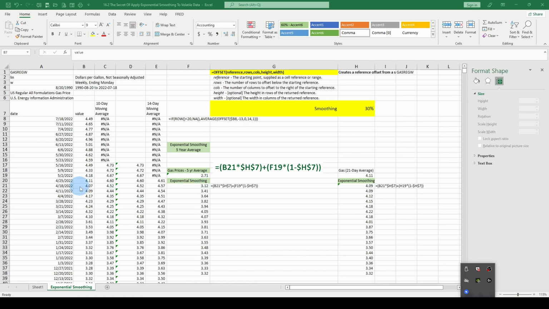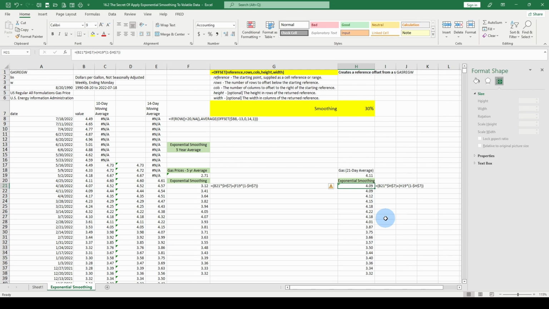Okay, B21 is the current price. You could use the 10-day average. You can play with this all you want, but the point is we're just trying to smooth this out. Then we're going to take plus F19 times 1 minus H7, or the predicted price is 312 based on the 5-year average. We look at this 21-day average. Predicted price, unleaded gas, should be 409.